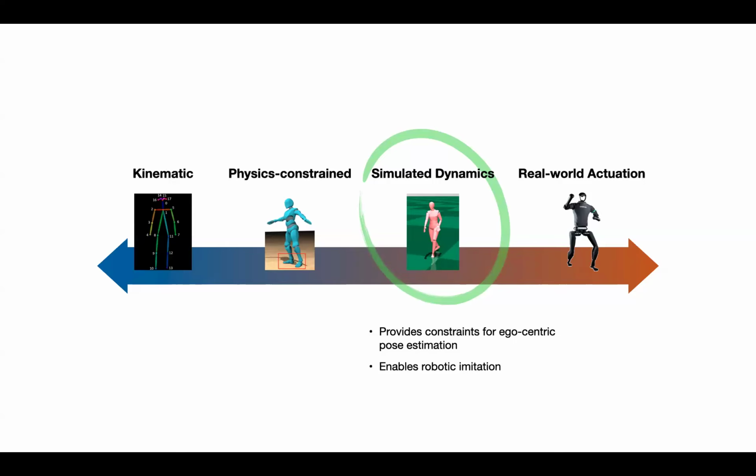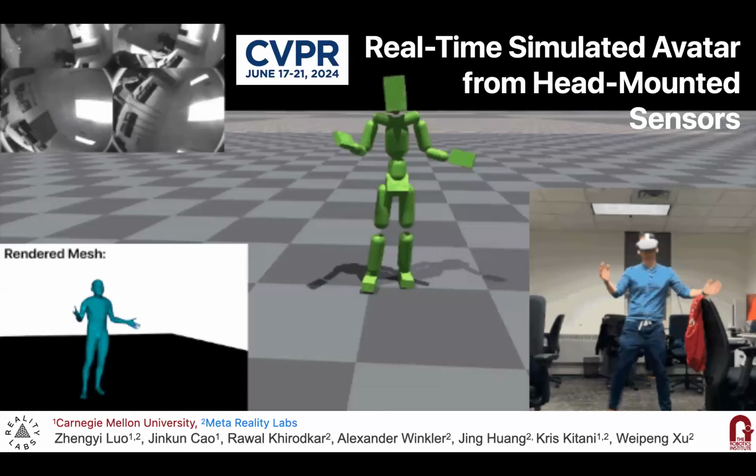And the idea that we had was, well, we could use physics. We know that the body is one piece. It needs to abide by the rules of physics. Could we use that as an extra constraint to estimate human pose? And like I mentioned before, the simulated dynamics or using a physics simulator can also be used for robotic imitation. Right, so I'm going to give you a brief overview of some works in this direction.